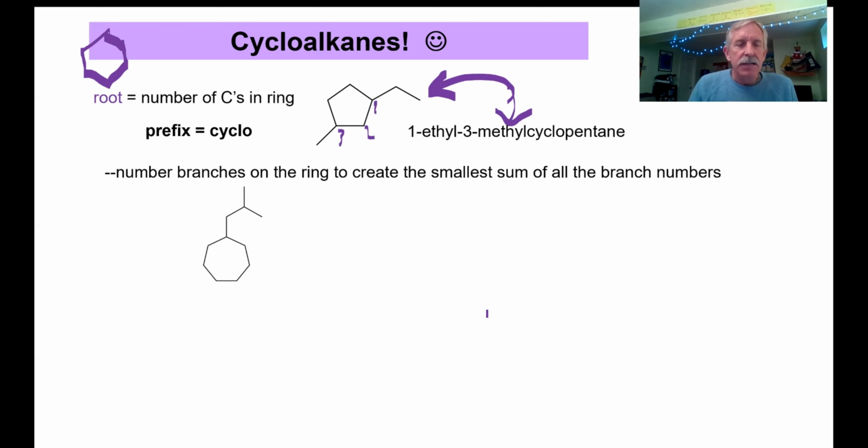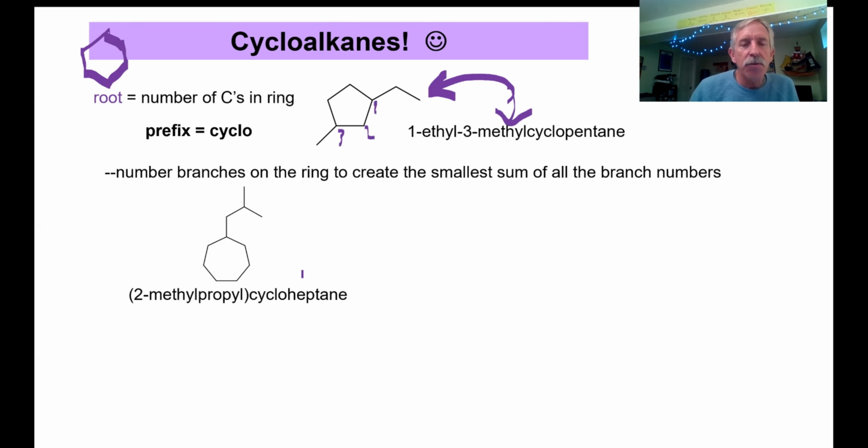Okay? Number the branches on the ring to create the smallest sum of all the branch numbers. So this again is just a numbering thing. Try to keep the numbers small. Okay, so this is 2-methylpropyl cycloheptane.